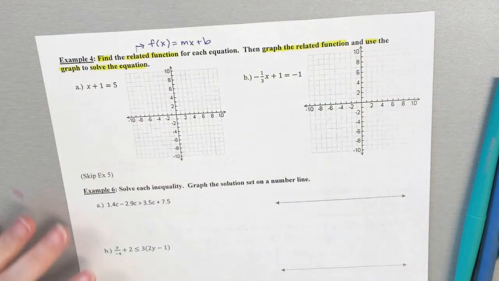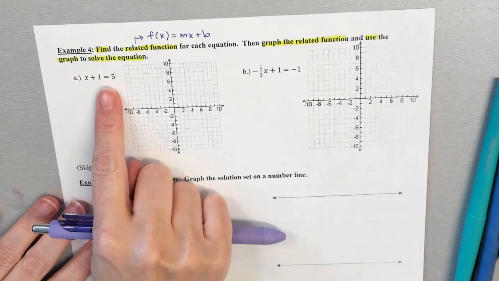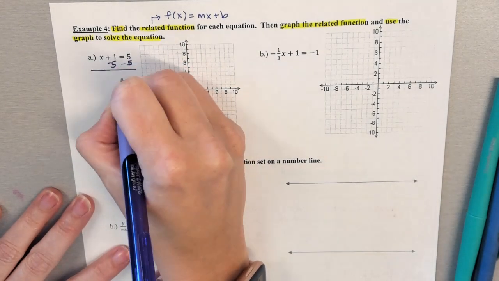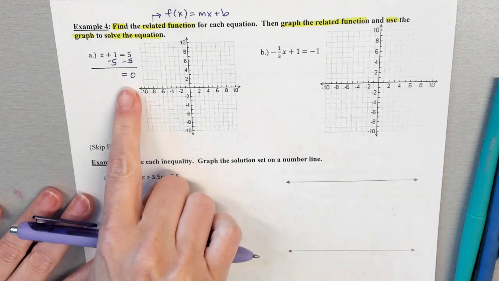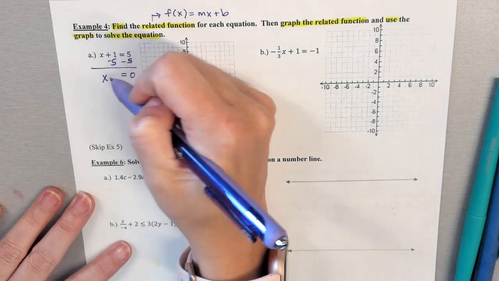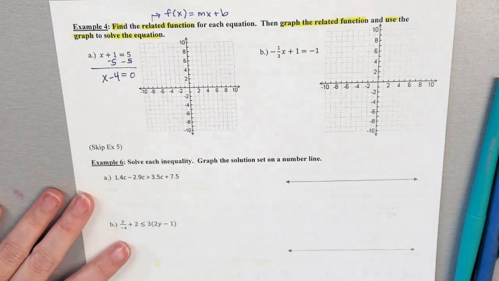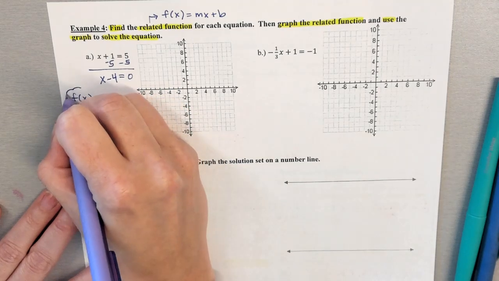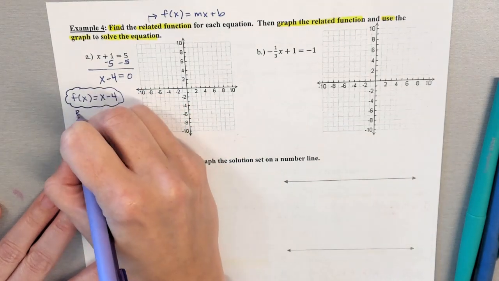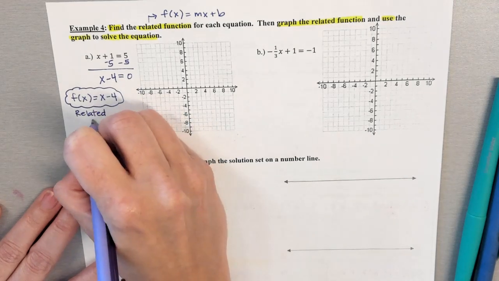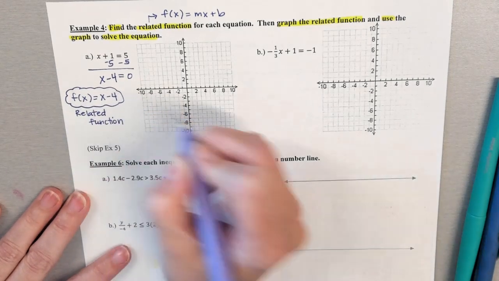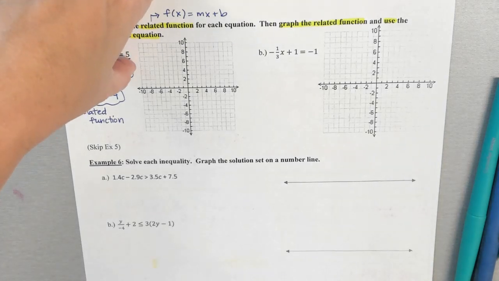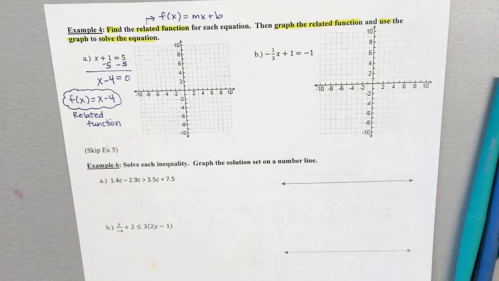Okay, so the first thing we're going to do is make sure that this is set equal to 0. So we're going to move everything to one side of the equation, so that 0 is on this side, and this would be x minus 4. So the related function is f of x equals x minus 4. We are using f of x because it is a function. Again, you want it to be equal to 0, and then you are replacing 0 with your f of x.